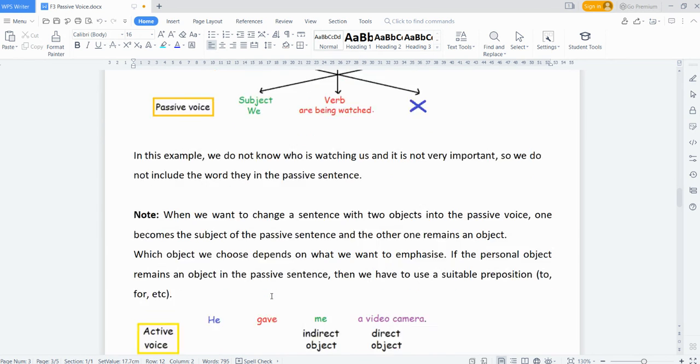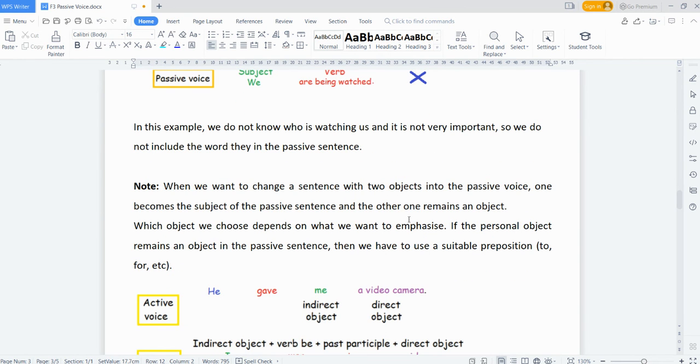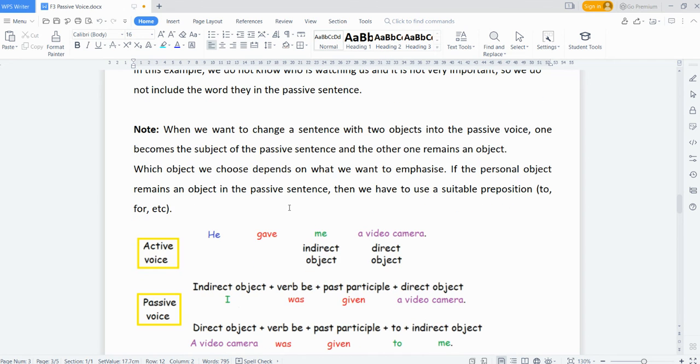Note, when we want to change a sentence with two objects, kalau ayat tu ada dua objek into the passive voice, one becomes the subject of the passive sentence and the other one remains an object. Which object we choose depends on what we want to emphasize. Ada dua objek kat sini, for example, me dengan a video camera. Yang mana kita nak jadikan fokus tu, suka hati. Kita nak fokuskan yang mana, suka hati kita lah nak pilih yang mana.